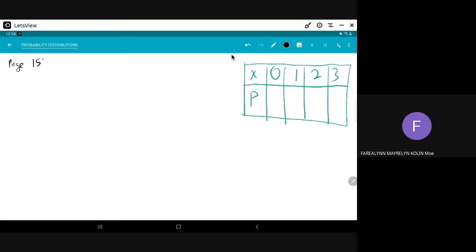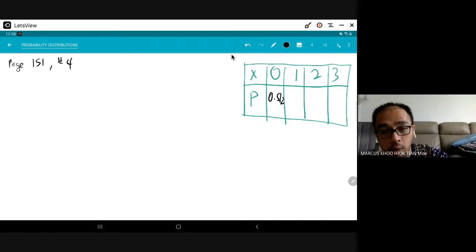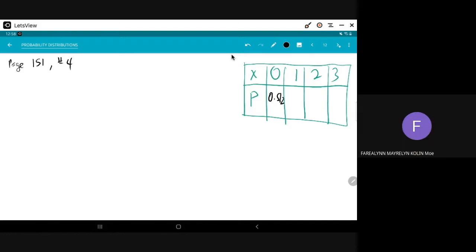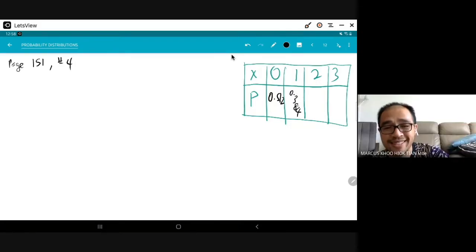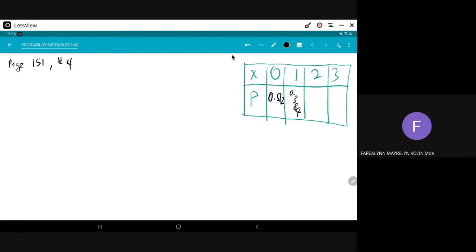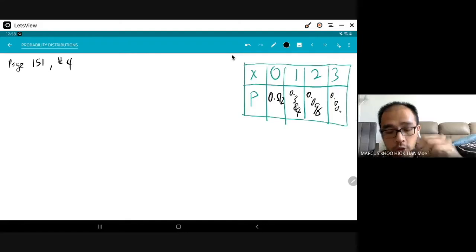0.512. 0.512. Okay. 1? 0.384. Okay. Sorry, my handwriting is horrendous this one. Okay. Now 2? 0.096. Okay, number 3. 0.008. Okay, 0.008. So, yesterday or whenever you did this question, you calculated this probability the manual way.